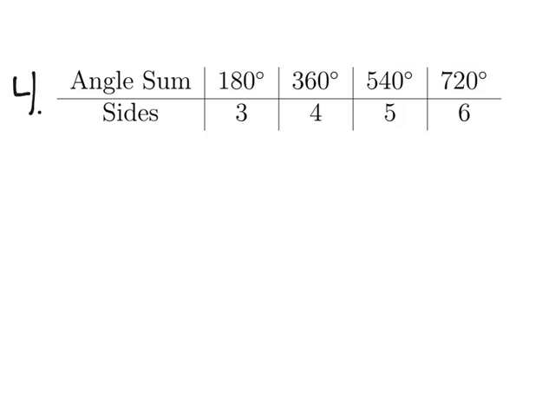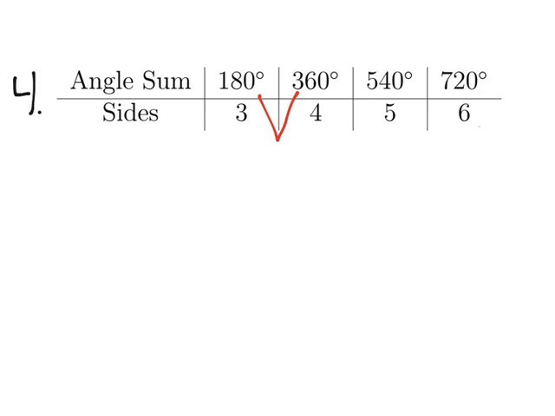For number 4, we have a table. These are for sides of a polygon, like triangle, quadrilateral, pentagon, and hexagon, and the sum of the interior angles. This, like the previous problems, wants us to find the pattern and the following three terms. So let's start for the pattern taking the difference of adjacent numbers.